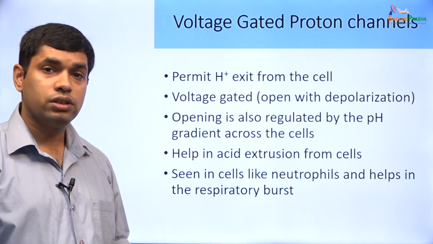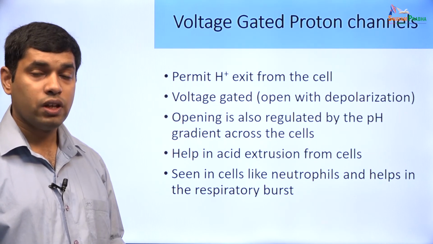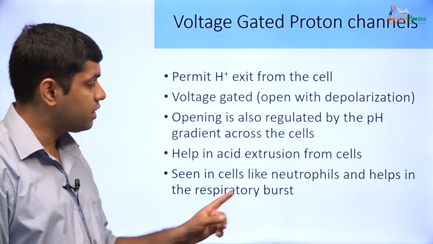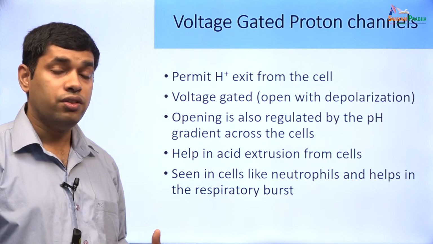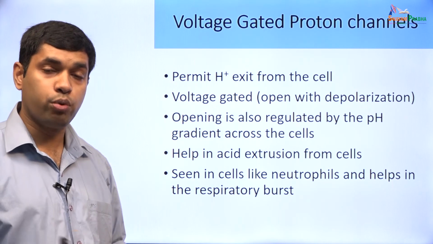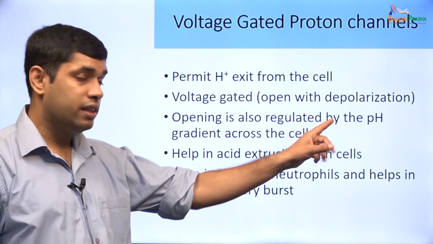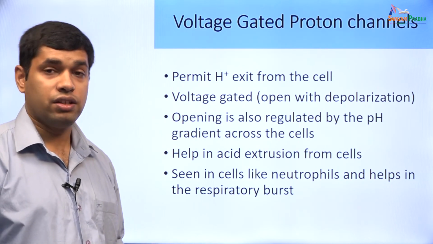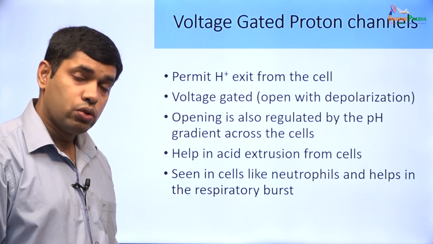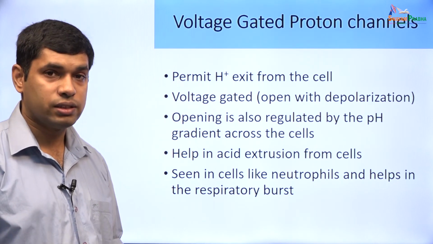Okay. The next channel that we will be discussing is the voltage gated proton channel. Now these are present in certain cells like the neutrophils. They help in the respiratory burst, and they permit the exit of protons from the cell. Interestingly, these are regulated by the pH gradient and they are voltage gated. So these are both voltage gated as well as affected by the pH gradient across the cells.